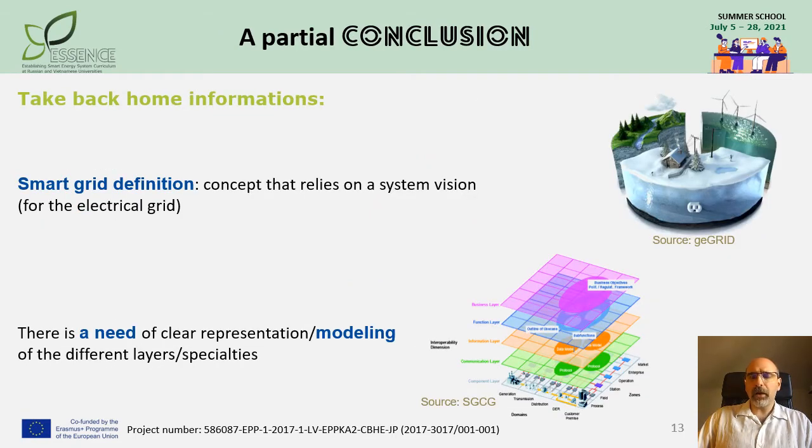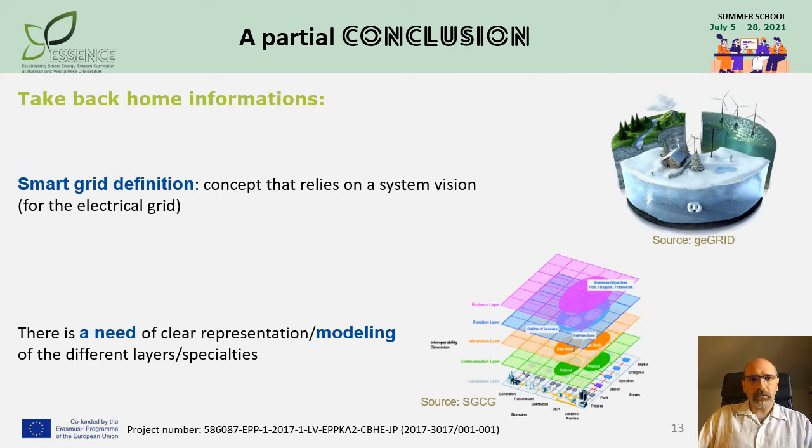Okay, let's now jump into the partial conclusion of this introduction. That's what we call take-back-home information for you. You remember the smart grid definition, and I think the most important point you need to keep in mind is that this is a concept that relies on a system vision for the grid, and the added value should always be on the electrical side.